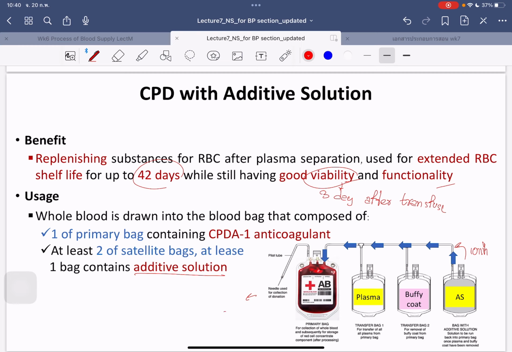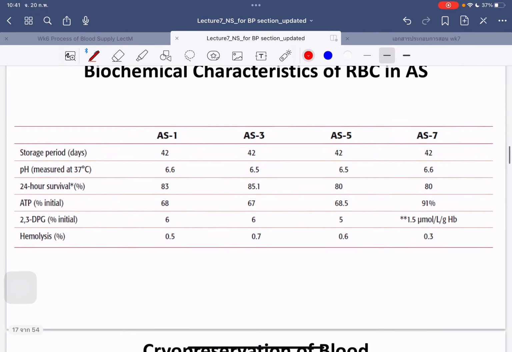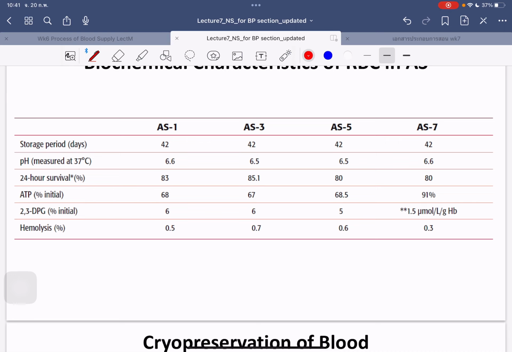So this is actually just nothing much. You just would like to know the biochemical characteristics of red blood cells in additive solutions. Storage, I already told you. But about pH, do you think it changed from the previous one? Actually the pH in your body is 7.4, right? But in blood it is a little bit different. So that is about the anticoagulant and additive solution that we use in the blood bank.